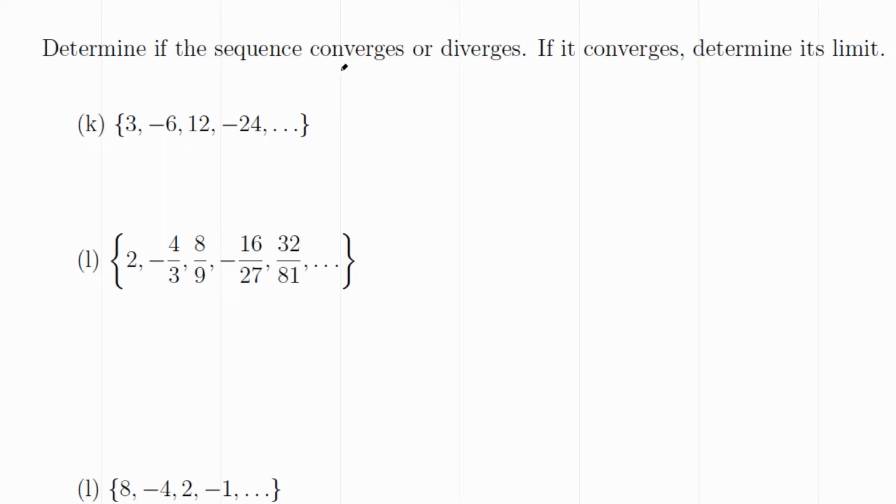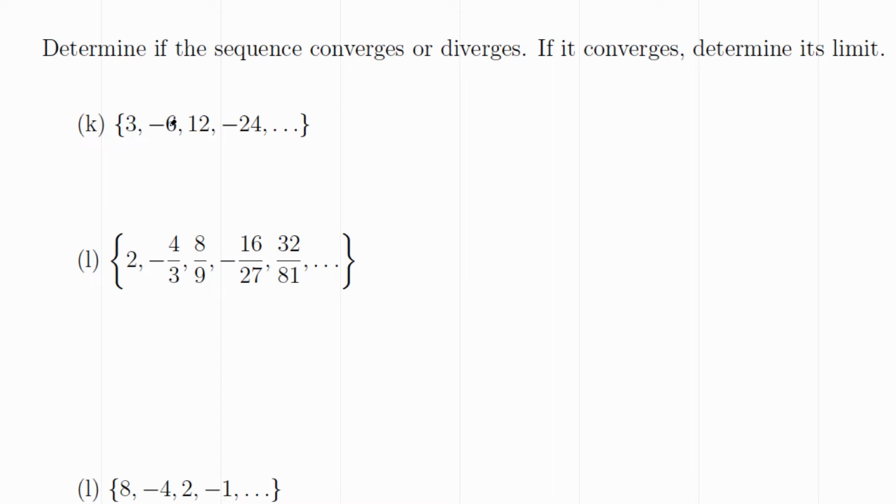Determine if the sequence converges or diverges. If it converges, determine its limit. Here we got 3, negative 6, 12, 24. 3 times 2 is 6. 6 times 2 is 12. So it looks like a geometric sequence.